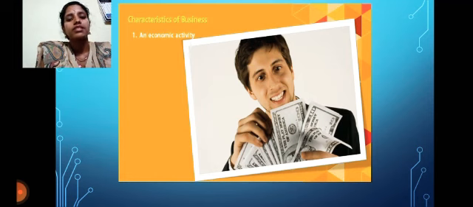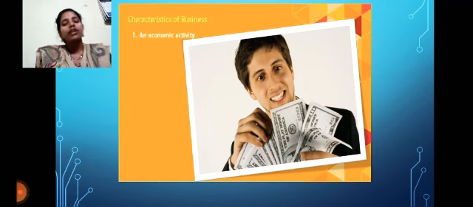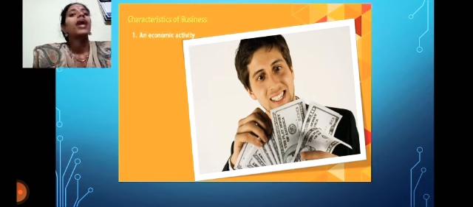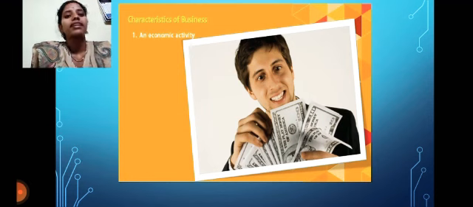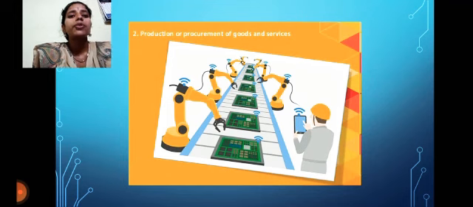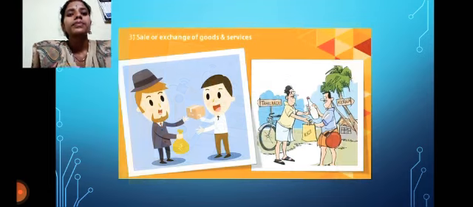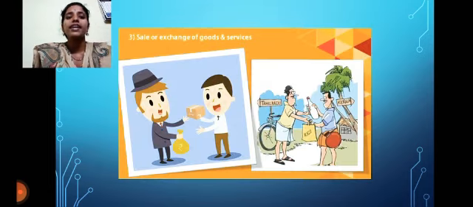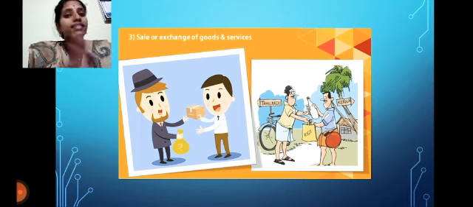Characteristics of business. First point, an economic activity. Economic activity is nothing but you have an intention of making money. Second one, production or procurement of goods and services. Either you should produce the goods or procure, that means you are storing or processing the goods. Third one, sale or exchange of goods and services. Here, either you should exchange the goods or sell the goods.